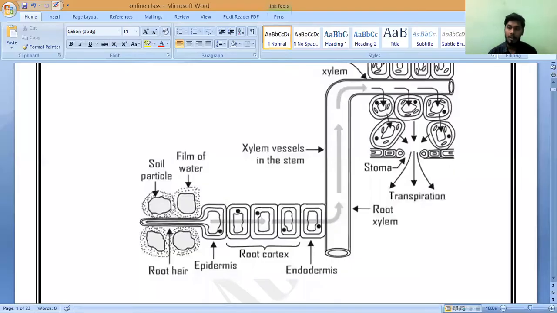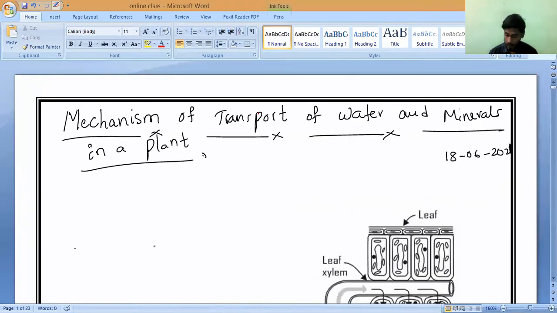So in the last class we discussed the transportation of water as well as the minerals present in the soil. That is what we can call the mechanism of transport of water and minerals in a plant. To discuss this mechanism, we need to study 4 parts. One is called the root hair.